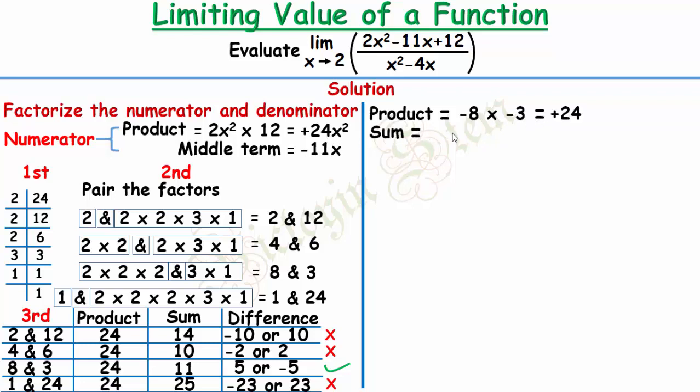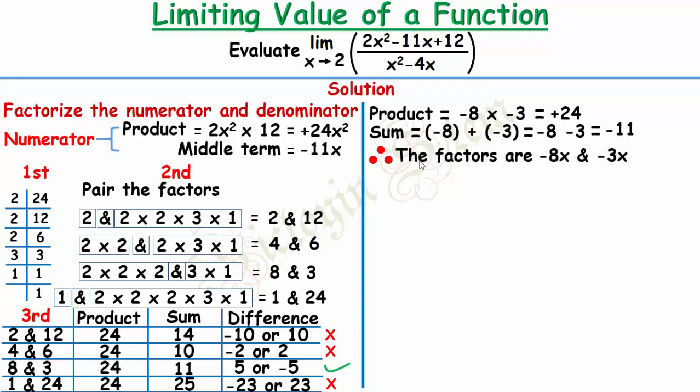And then we look for the sum. Minus 8 plus minus 3 equals minus 8 minus 3, and that boils down to minus 11. So minus 8 minus 3 is minus 11, so we're good. So all we need to do is to look for the factors we're going to use to factorize this quadratic expression: minus 8x and minus 3x.